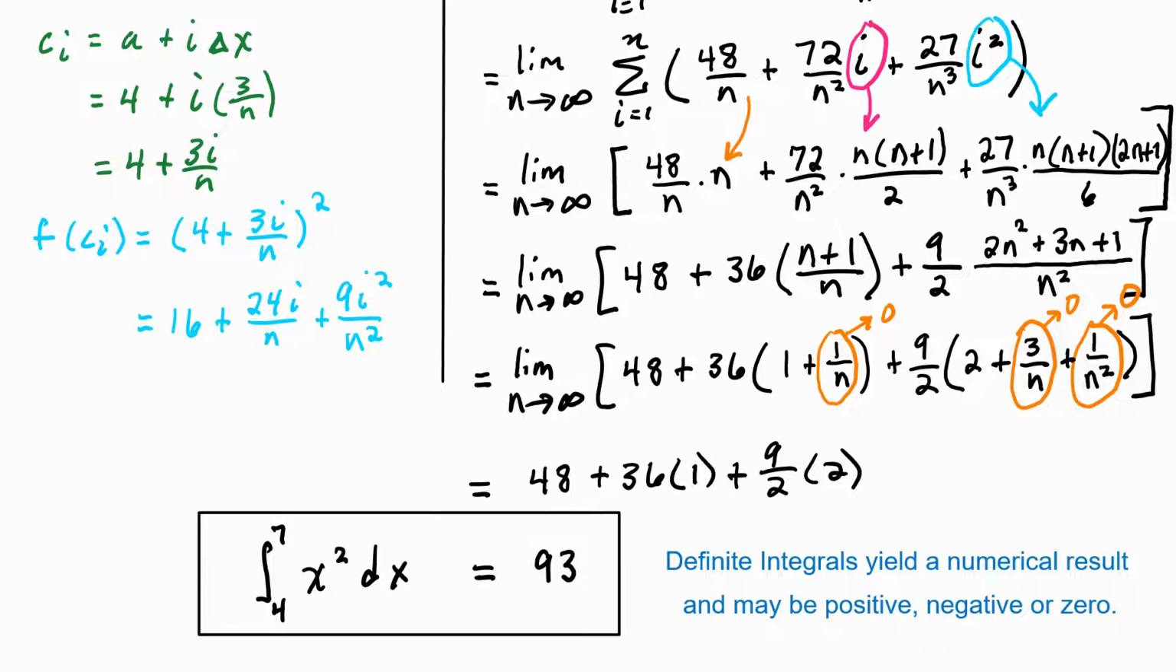So just a reminder about our note from the definition of definite integrals. Definite integrals yield a numerical result and may be positive, negative, or zero. In this case, this definite integral from 4 to 7 of x squared dx was equal to 93 and happens to be a positive value.